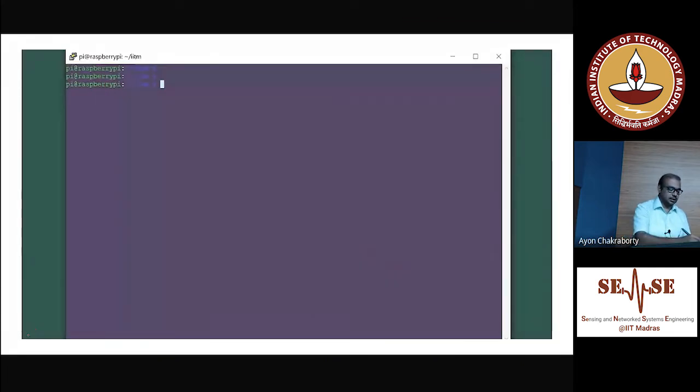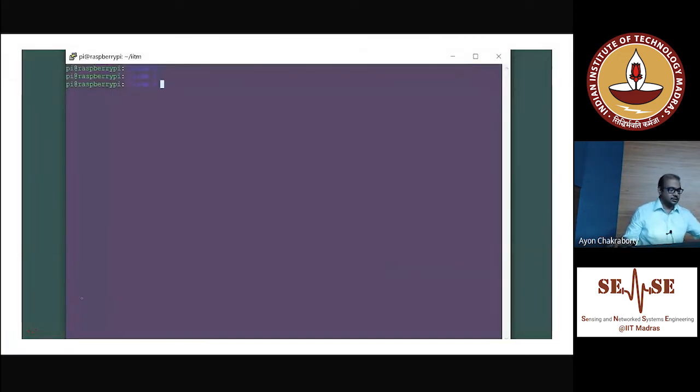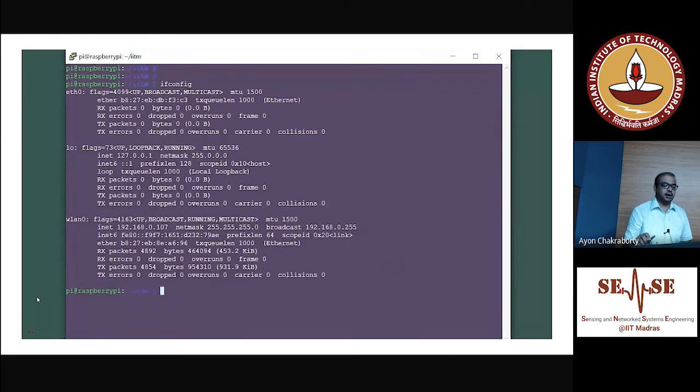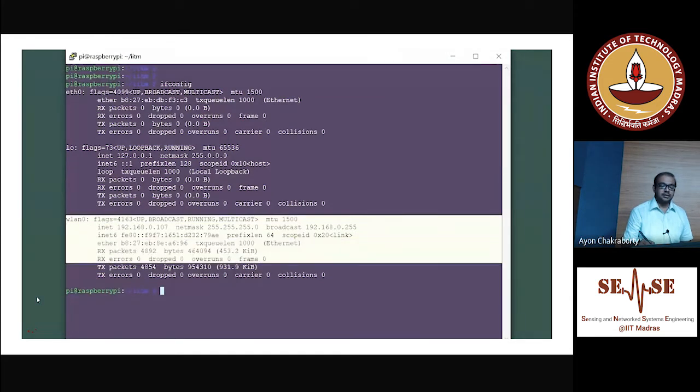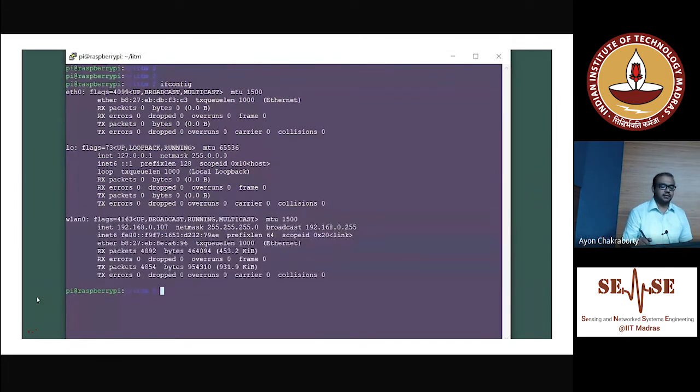So let me see if I can start this demo. On the Raspberry Pi, you just check what the wireless LAN is. wlan0 is the name of the wireless interface that you need to ensure. If you are running it on a Raspberry Pi, you can do the same thing on an Android device also, no issues. This demo I have done using a Raspberry Pi. First, you check what the wireless interface is, and then you do iw list.